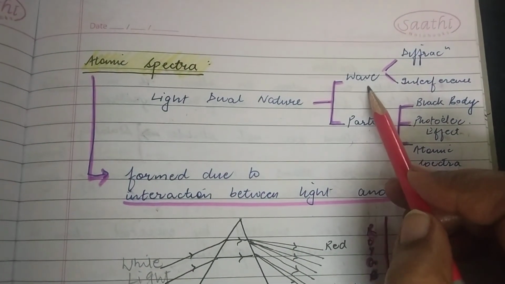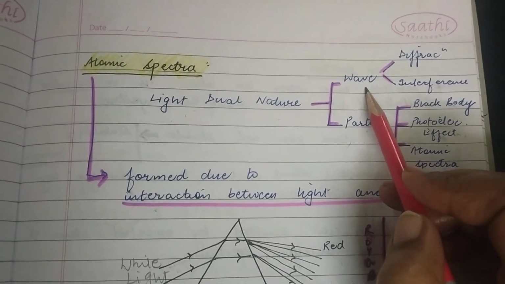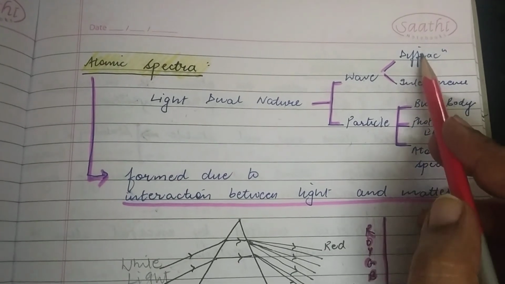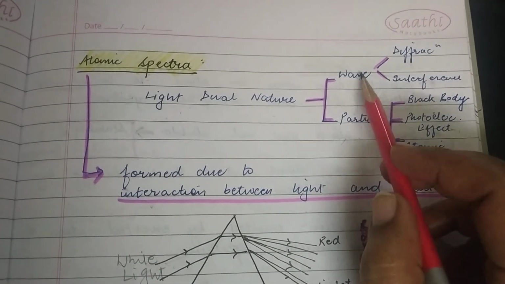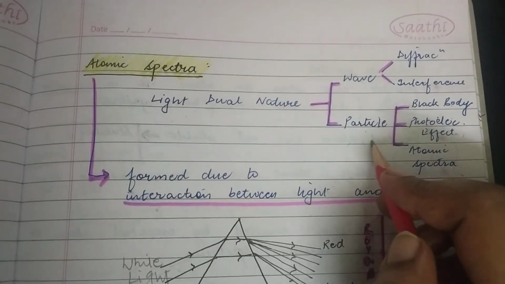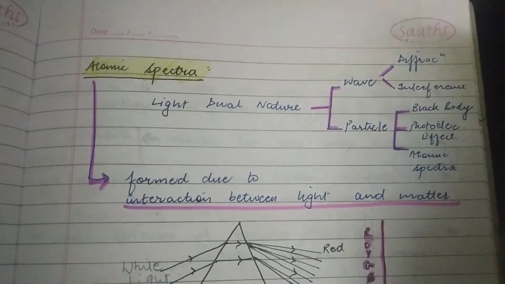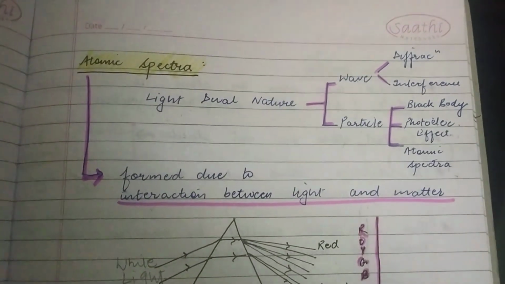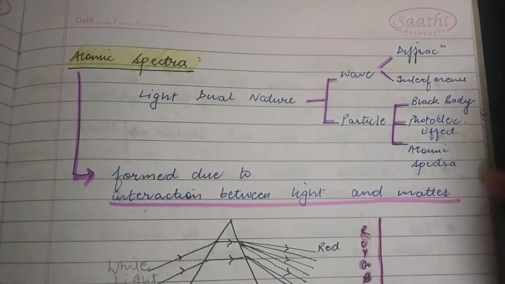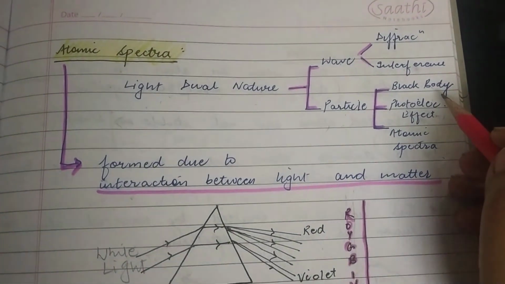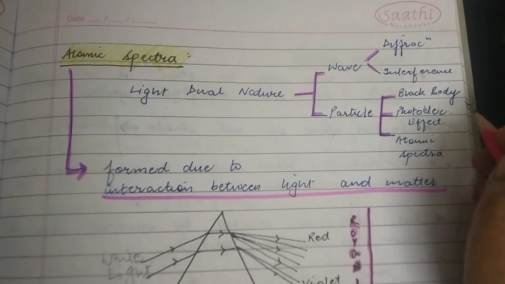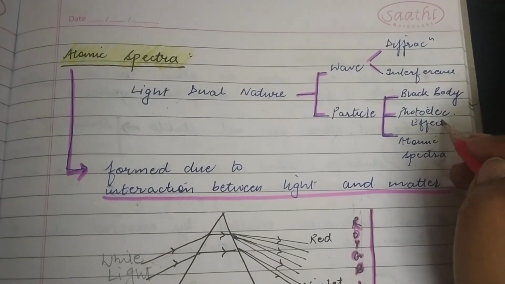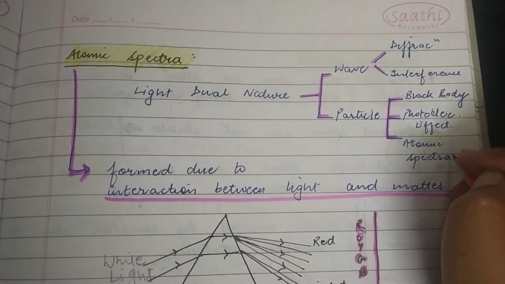The wave behavior was justified or proven by the phenomena of diffraction and interference as shown by the electromagnetic radiation, that is light. And the particle behavior was concluded because of these three effects that were explained by the particle nature of the wave, that is the black body radiation, photoelectric effect, and the atomic spectra.